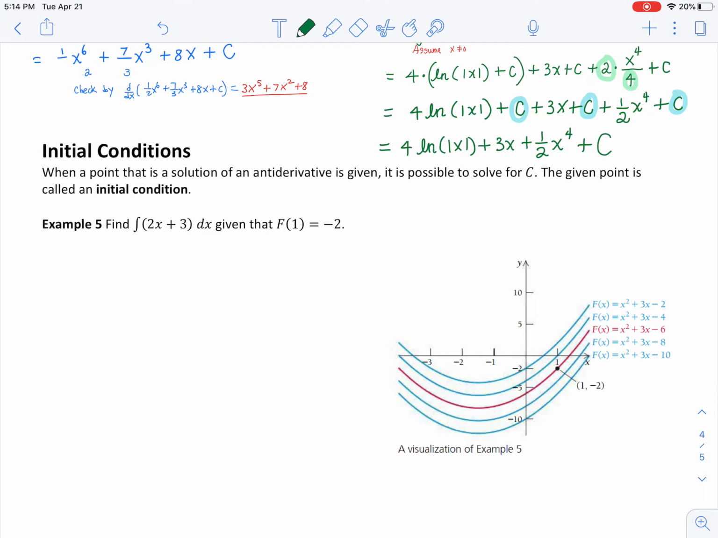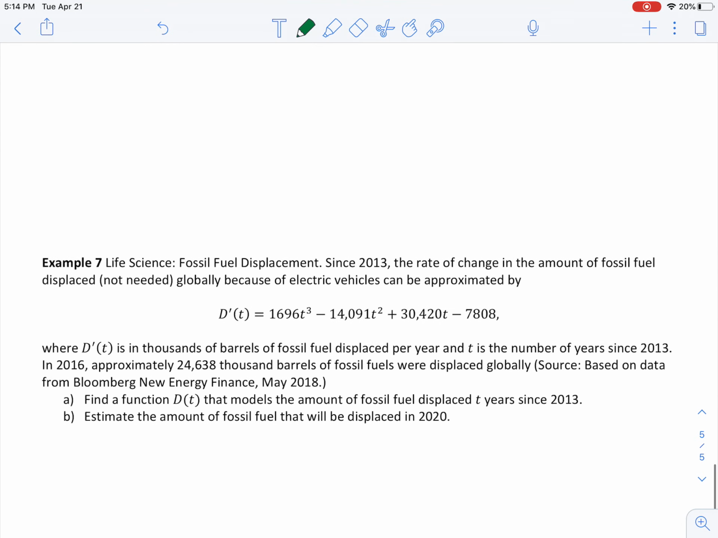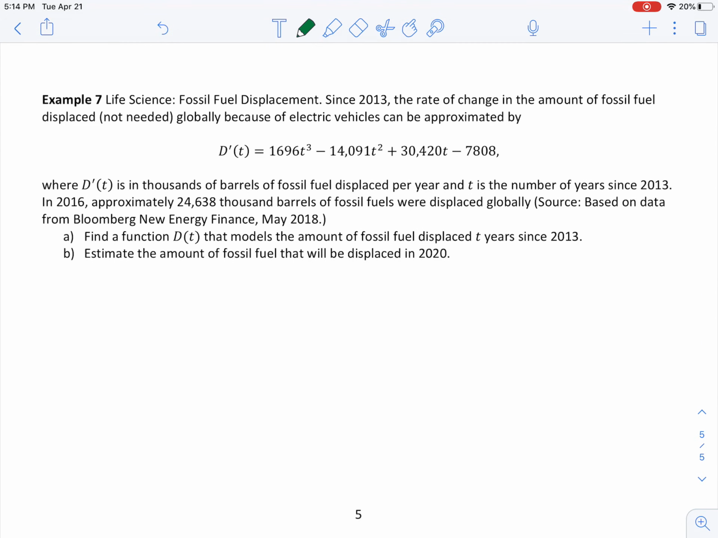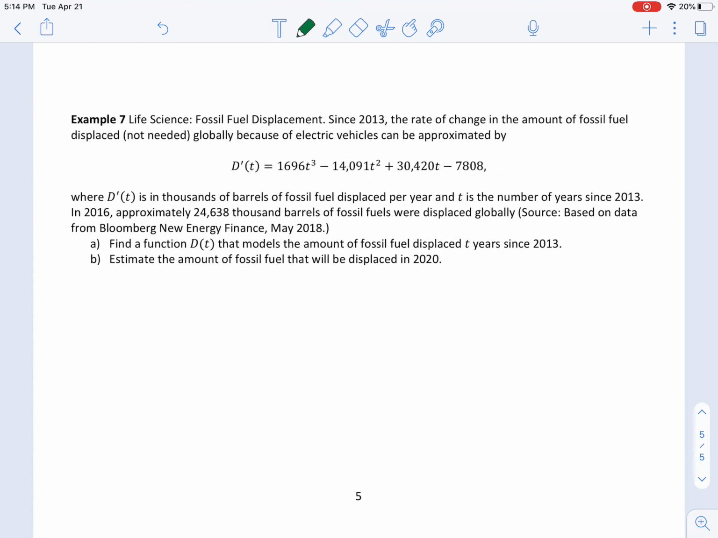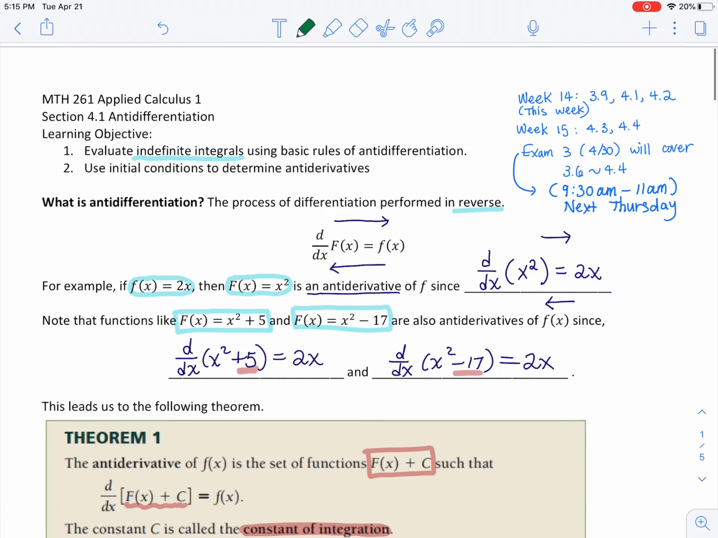So from what I just did with you, you should be able to do more than half of the 4.1 homework, just finding the antiderivatives. But then stop when you see these initial condition problems. We're basically plugging in the numbers given to find what that c is.